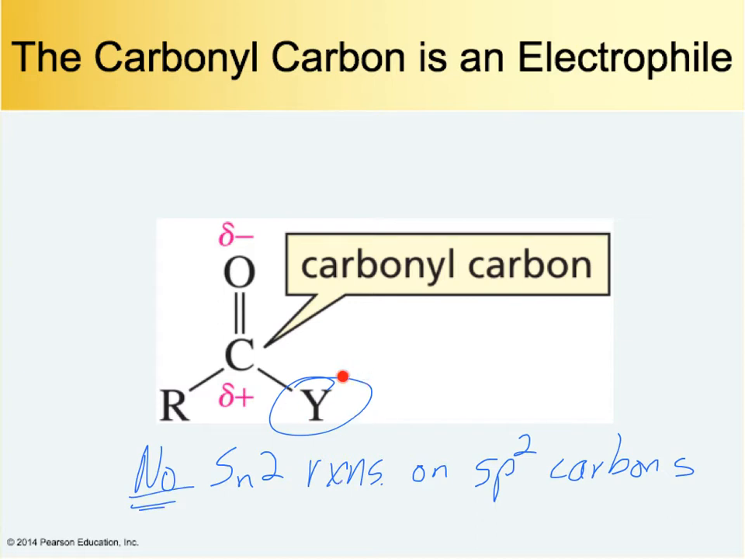So we're going to do a substitution. We're going to lose this. This is going to be substituted. But we're not going to do an SN2. We're going to do a different mechanism. We know that the carbon of the carbonyl is delta plus. It's attached to the double-bonded oxygen, so that's a delta plus. So that carbon is a good electrophile, and nucleophiles are going to attack there. But they can't attack and straight kick away the Y minus because the bond angles don't work. So we have to do a different mechanism here.